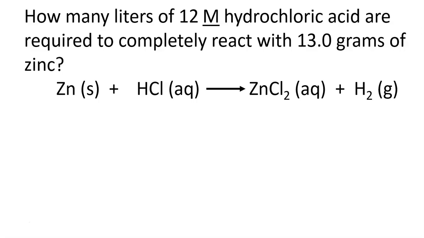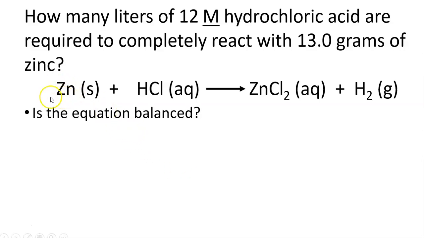All right. So things to keep in mind. First, is the equation balanced? Well, I already gave you that little hint. It's not balanced already. But this one's pretty easy. Notice that we have one zinc on each side, one zinc and one zinc. We have one H and two H's, one Cl, two Cl's. So in order to easily balance it, we just need a 2 right there.